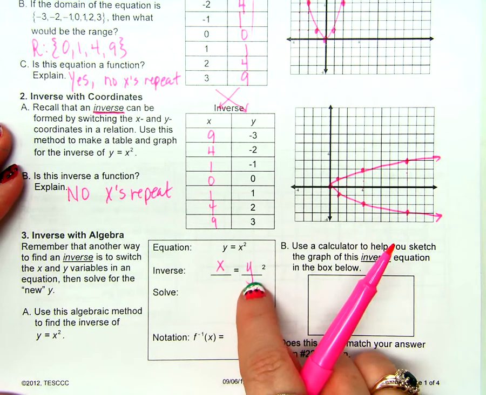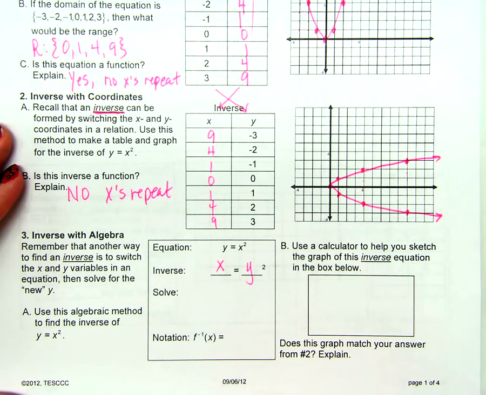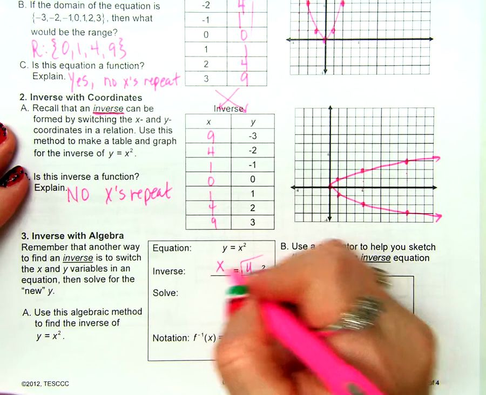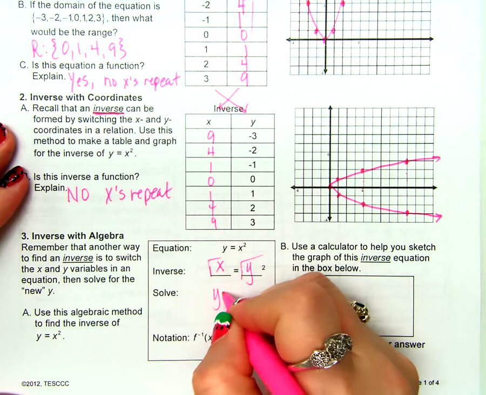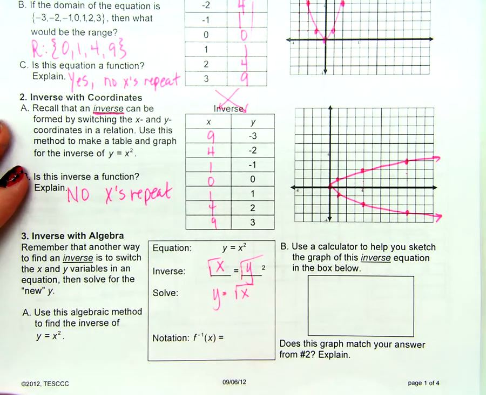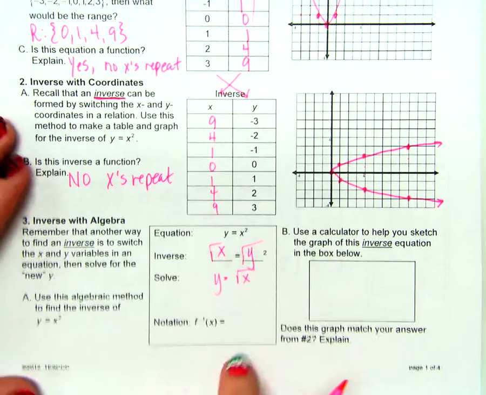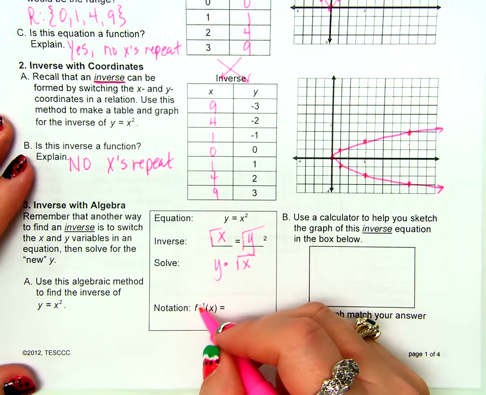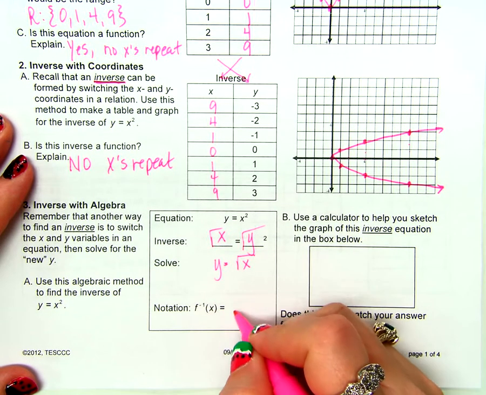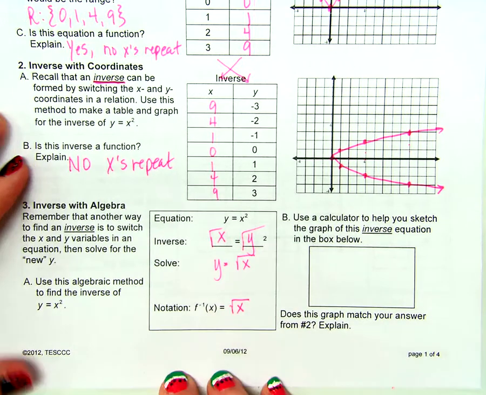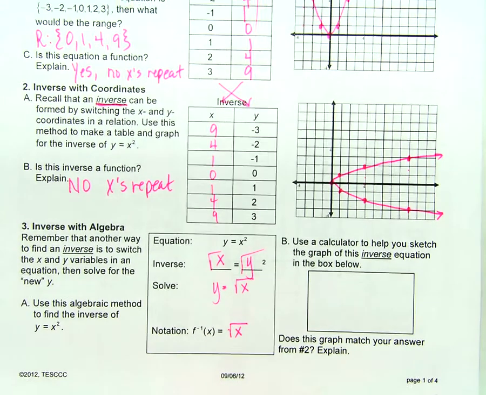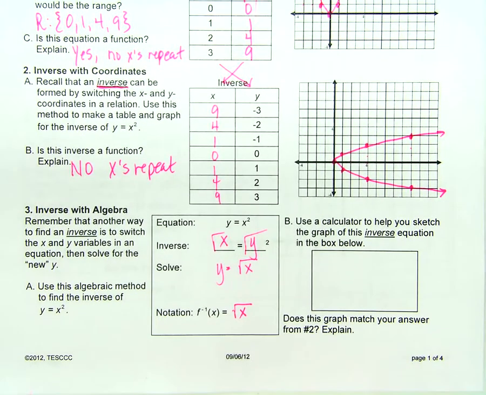If I get y by itself, how do I do that? Square root it. So y equals the square root of x. In function notation, that would be the inverse, f inverse of x, equals the square root of x. Okay? Whoa. Use a calculator to help you sketch the graph of this inverse equation in the box below. So in your calculator, put in y equals the square root of x.